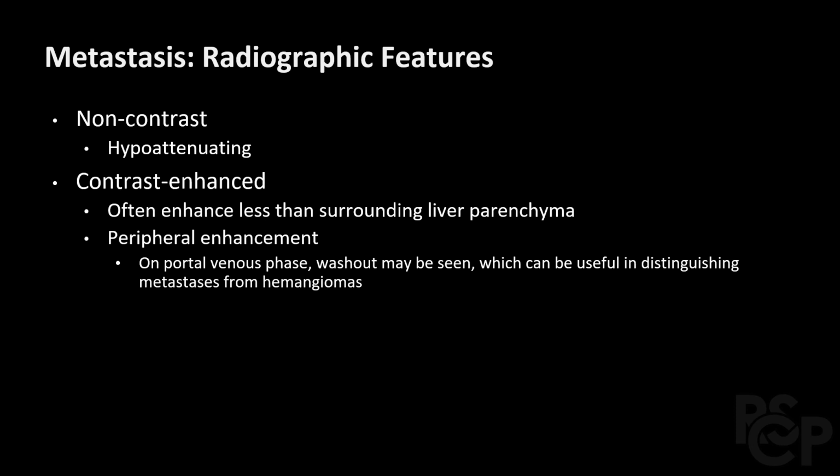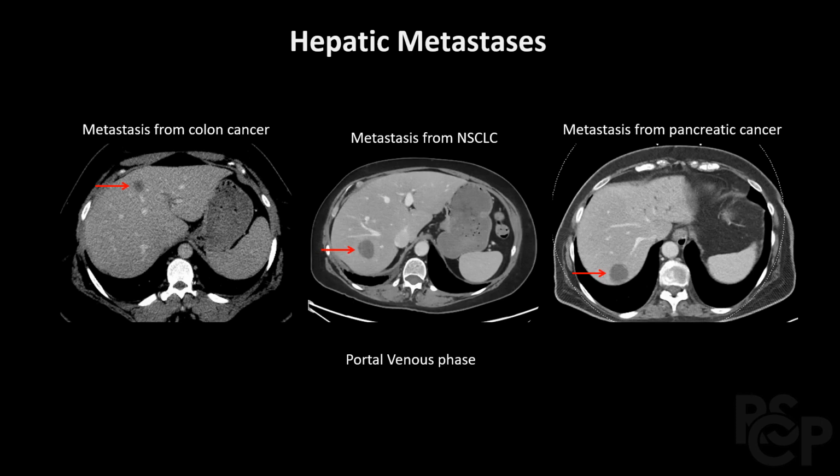Some radiographic features of metastases include hypoattenuation on non-contrast imaging. On contrast-enhanced imaging, they often enhance less than the surrounding liver parenchyma. We may also notice peripheral enhancement on the portal venous phase. Washout may be seen in the portal venous phase, which can be useful in distinguishing metastases from hemangiomas. Many hepatic metastases are hypoattenuating to the liver parenchyma on the portal venous phase.